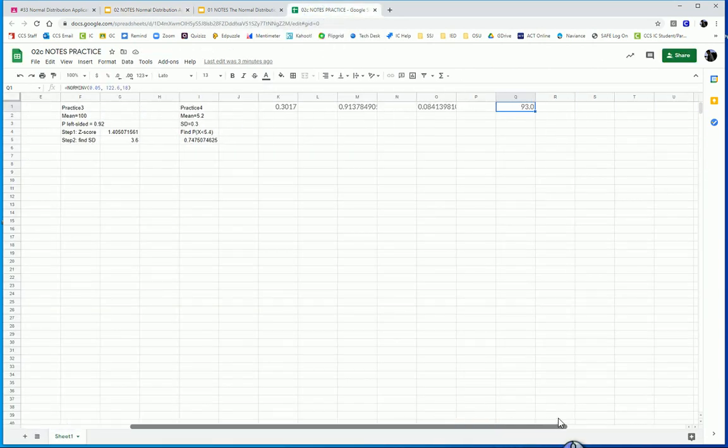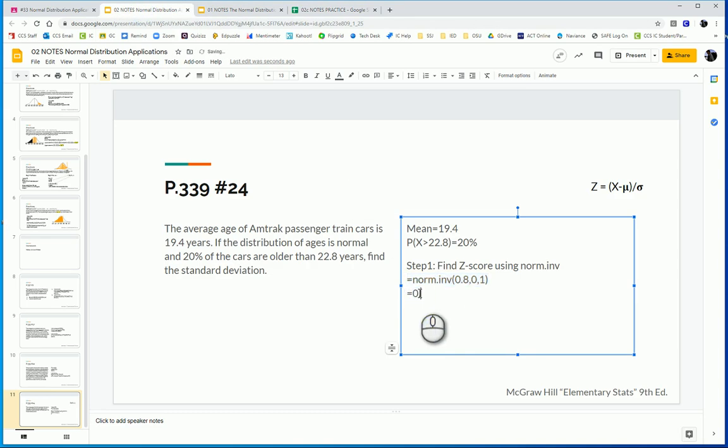So let's go over here. Step 1. Okay, that's our z-score. So 0.84. Okay, step 2 then is to find the standard deviation. Okay, and we can plug what we know into the z-score formula. So 0.84 equals x. Well, we know that x is 22.8 minus the average, 19.4, divided by standard deviation, or sigma.